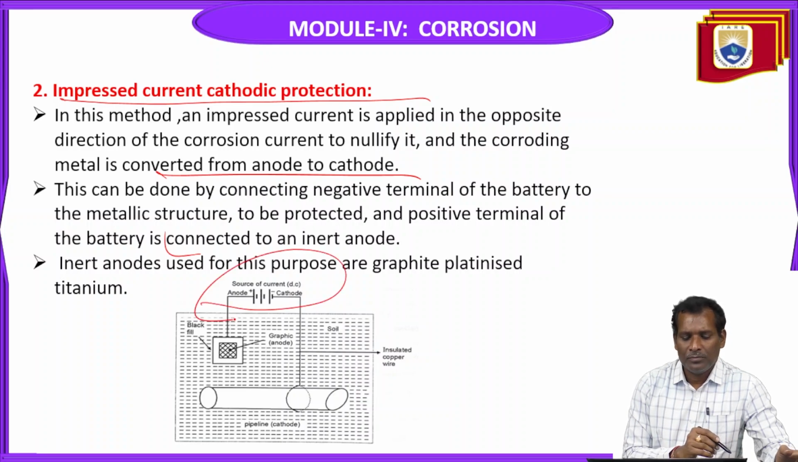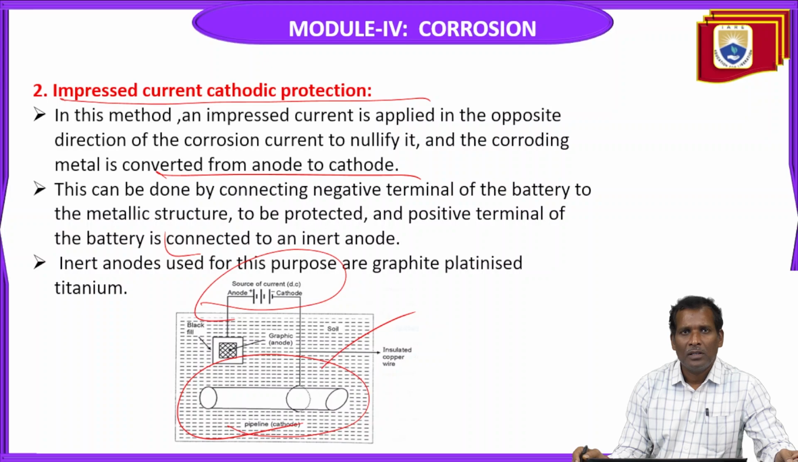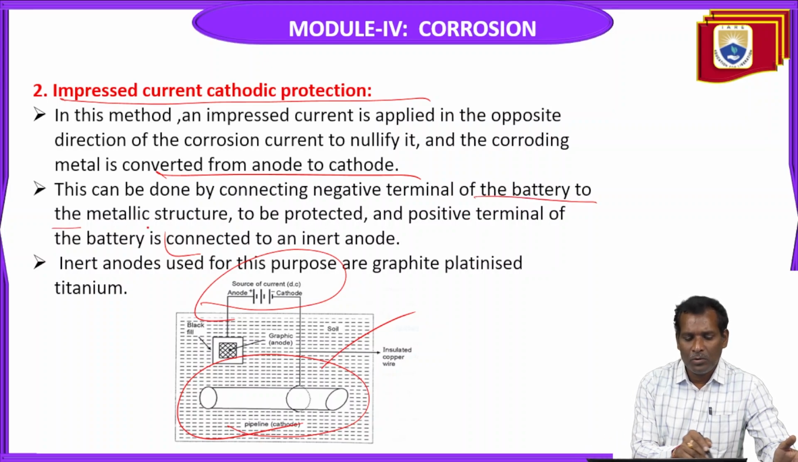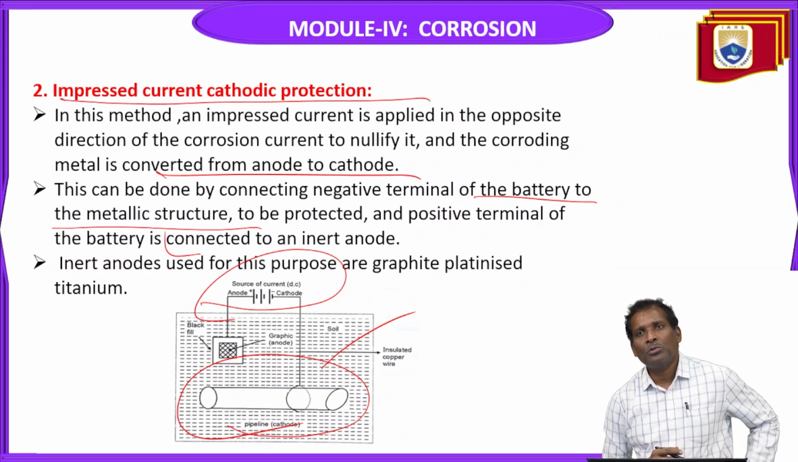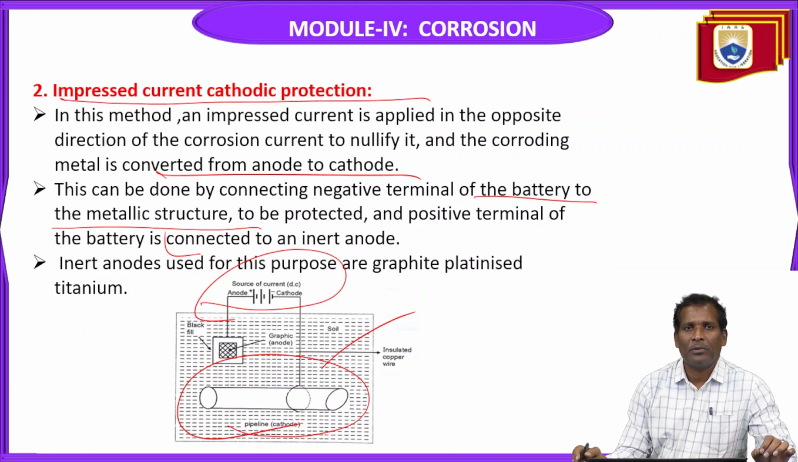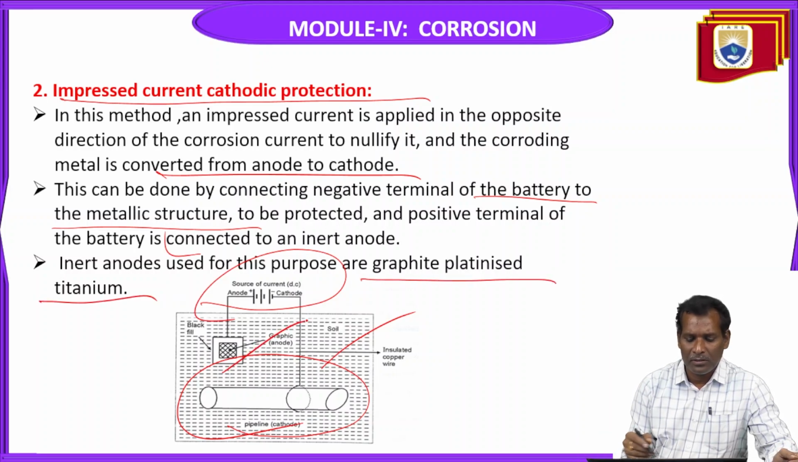The source of current is shown here, anode and cathode, the insulated copper wire, and the pipeline acts as a cathode, which is the object to be protected from corrosion. This can be done by connecting the negative terminal of the battery to the metallic structure to be protected, and the positive terminal of the battery is connected to the inert anode. The inert anodes used for this purpose are graphite and platinized titanium. Graphite is shown here.